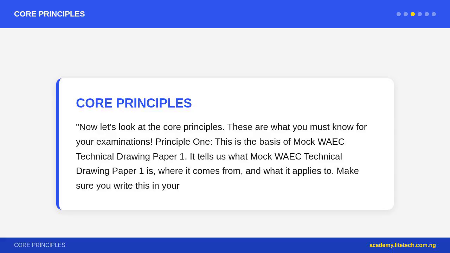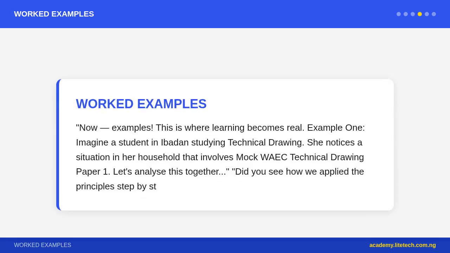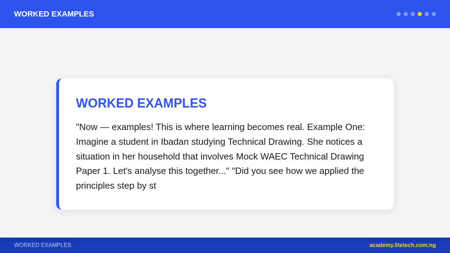Now, examples. This is where learning becomes real. Example 1. Imagine a student in Ibadan studying technical drawing. She notices a situation in her household that involves mock WAEC Technical Drawing Paper 1. Let's analyze this together. Did you see how we applied the principle step by step? That is exactly what WAEC examiners expect from you.